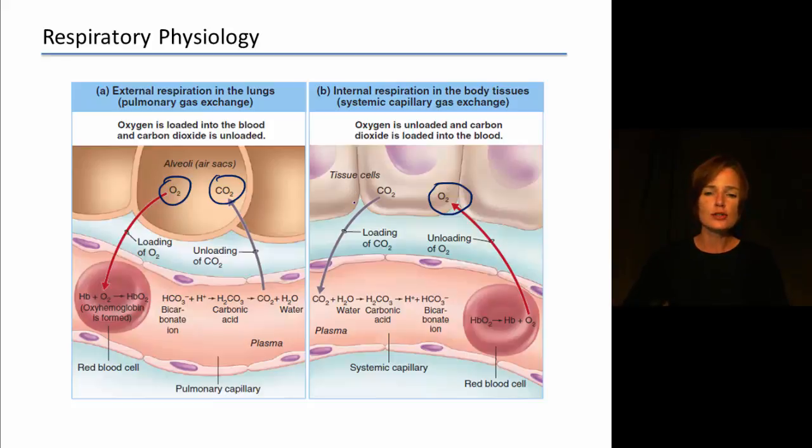And then the tissues themselves, they have a buildup of carbon dioxide because of their process of cellular respiration. And that carbon dioxide is going to enter back into the capillaries. It does get converted into carbonic acid when it's there inside the capillaries. And then they're going to be taking it back to the lungs.